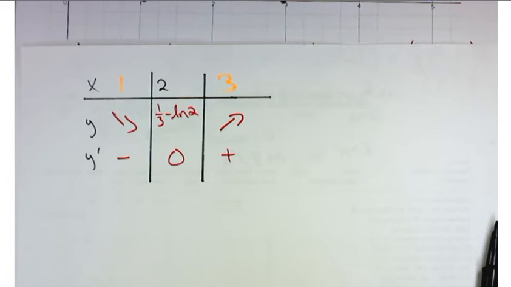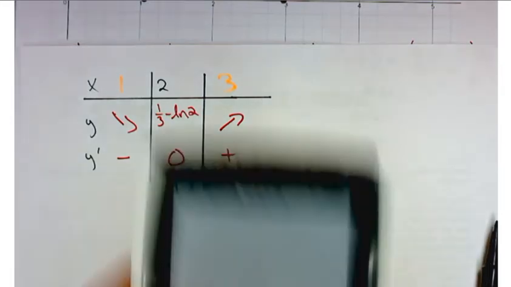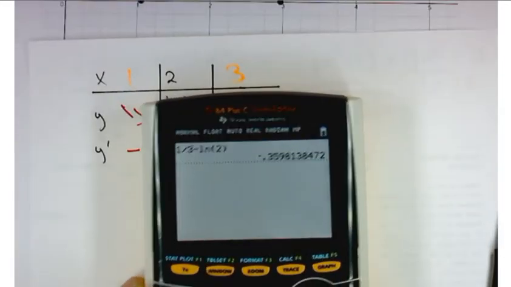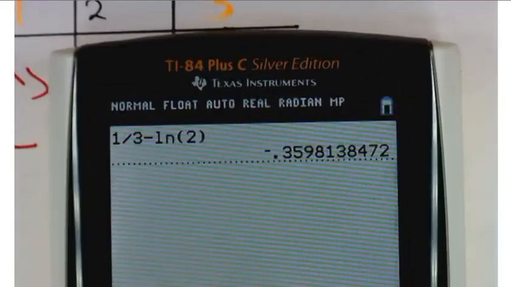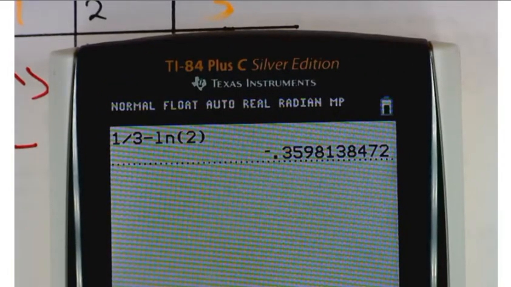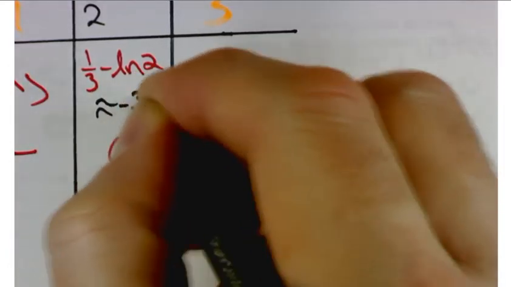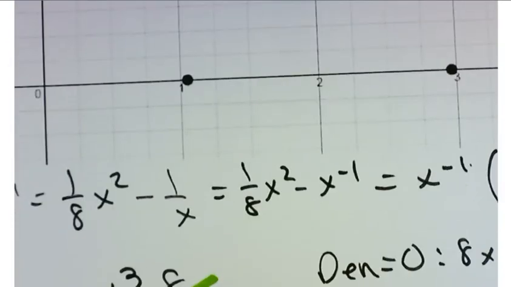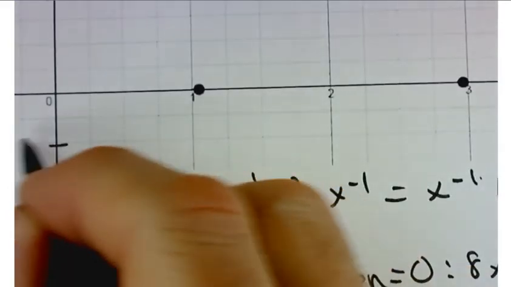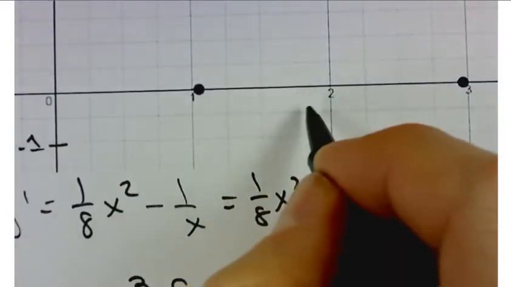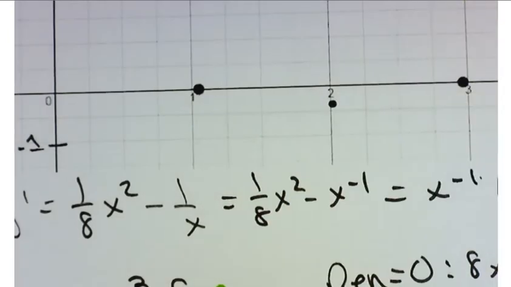In fact, you know what, let's check that out. 1 divided by 3 minus the natural log of 2. All right, not too bad of a guess there. Negative 0.36. It's about negative 0.36. Let's put that on our graph right now while we think of it. So this would be negative 1. So negative 0.36, about there. The function's not getting down too far, is it?